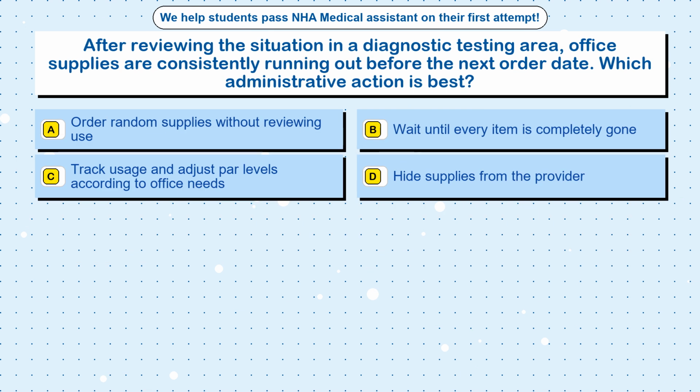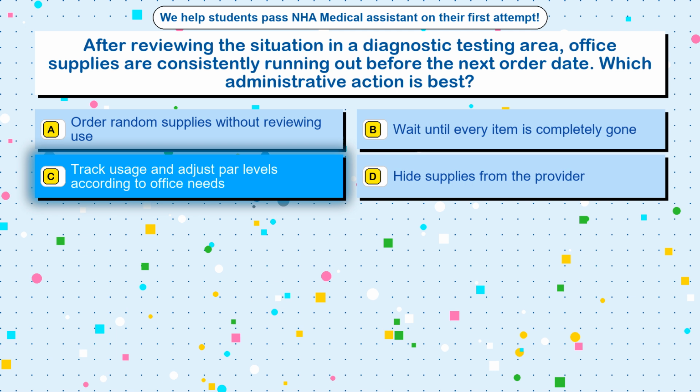Question 58. After reviewing the situation in a diagnostic testing area, office supplies are consistently running out before the next order date. Which administrative action is best? Option A, order random supplies without reviewing use. Option B, wait until every item is completely gone. Option C, track usage and adjust par levels according to office needs. Option D, hide supplies from the provider. The correct answer is option C, track usage and adjust par levels according to office needs.